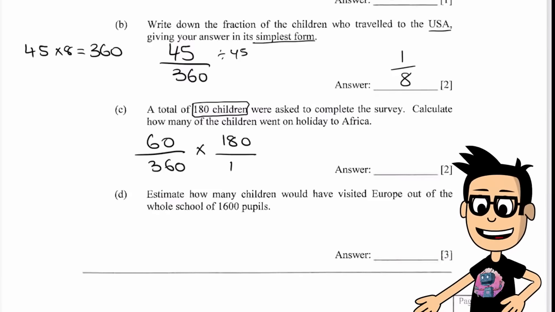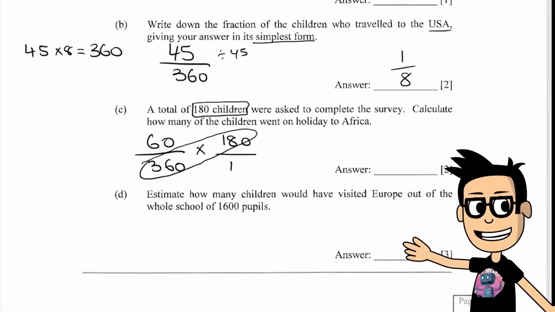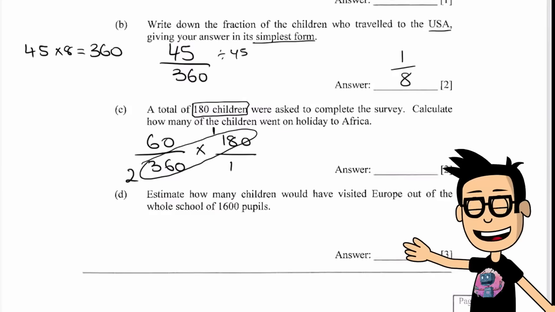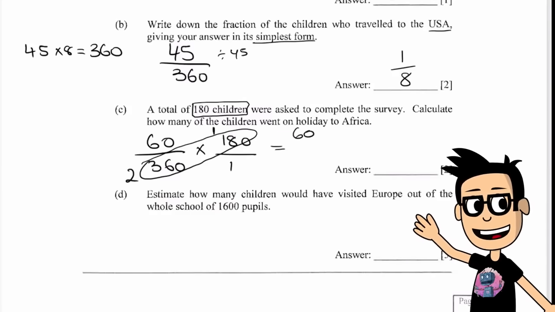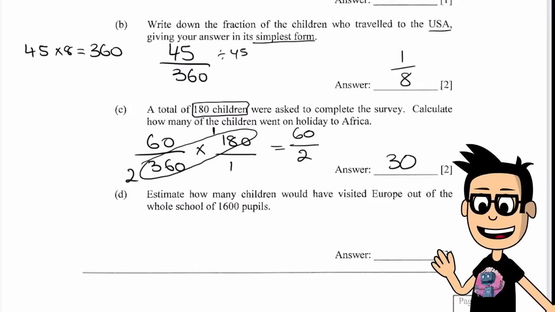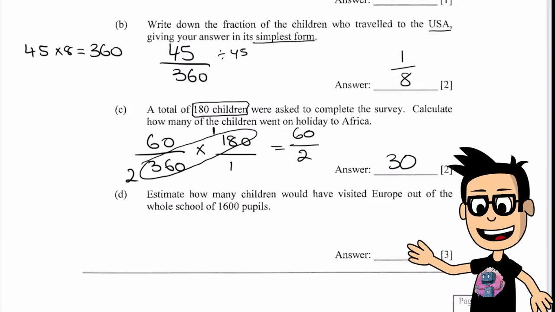So what we can do is simplify our numbers here, where we know 360 goes into 180 twice, and 180 goes into 180 once, which means we now can have 60 multiplied by 1, which is 60, and 2 times 1, which is 2. If we have 60 divided by 2, that gives us 30, and that's our answer. So I hope that was clear. Let's now move into part D.